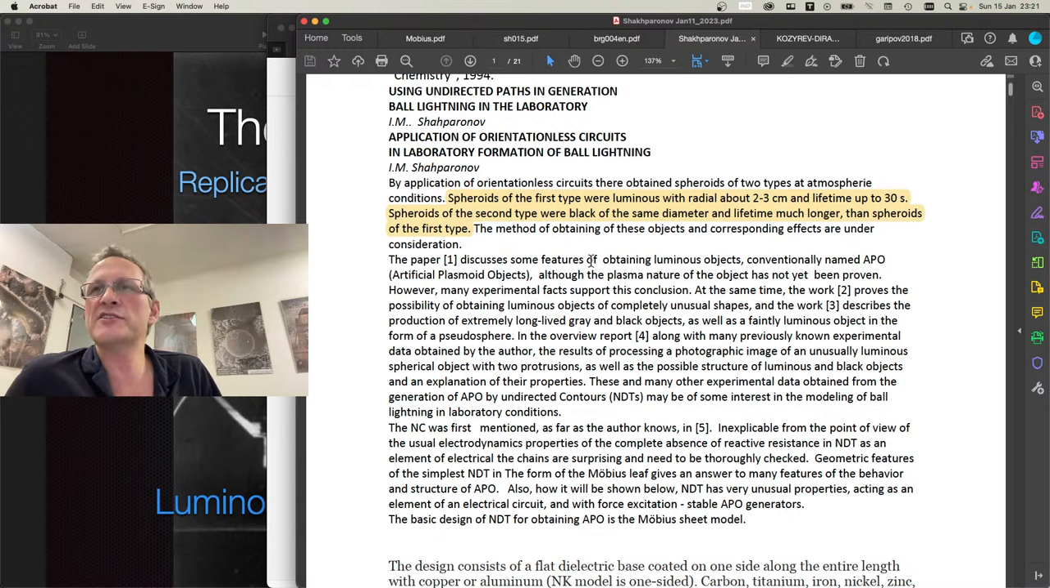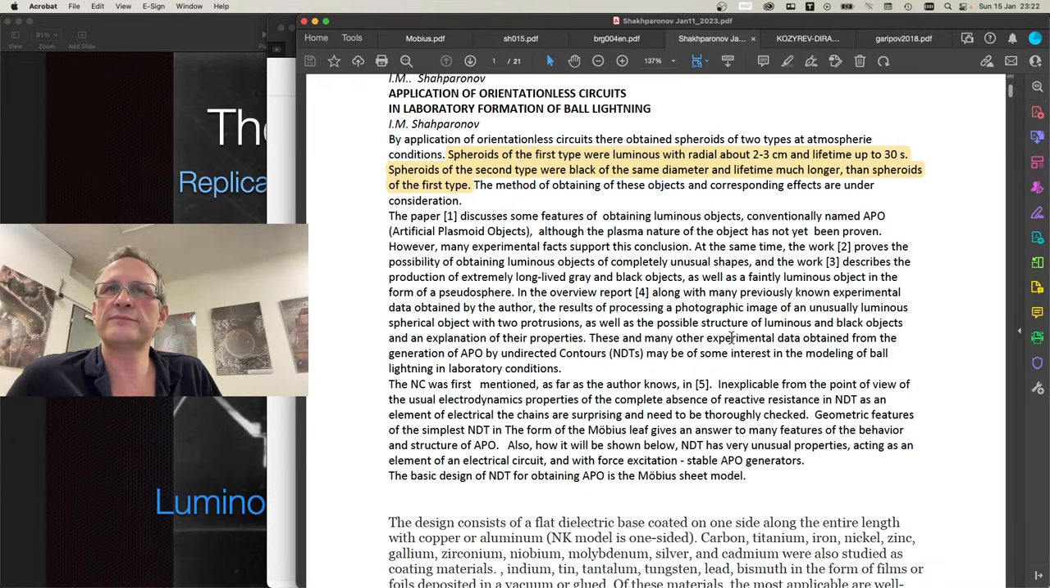The paper one discusses some features of obtaining luminous objects, conventionally named APO, artificial plasmoid objects, although the plasma nature of the object has not yet been proven. However, many experimental facts support this conclusion. At the same time, the work in reference two proves the possibility of obtaining luminous objects of completely unusual shapes. And the work in reference three describes the production of extremely long-lived grey and black objects, as well as faintly luminous objects in the form of a pseudosphere. In the overview report, reference four, along with many previously known experimental data obtained by the author, the results of processing a photographic image of an unusually luminous spherical object with two protrusions, as well as the possible structure of luminous and black objects, and the explanation of their properties.